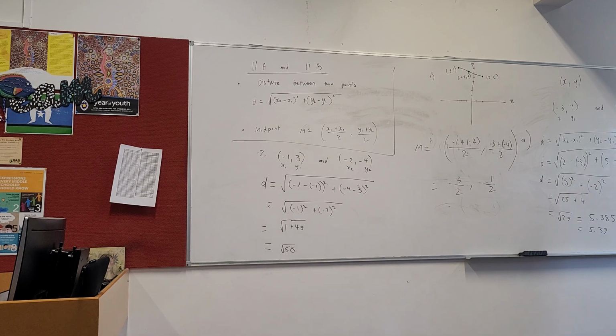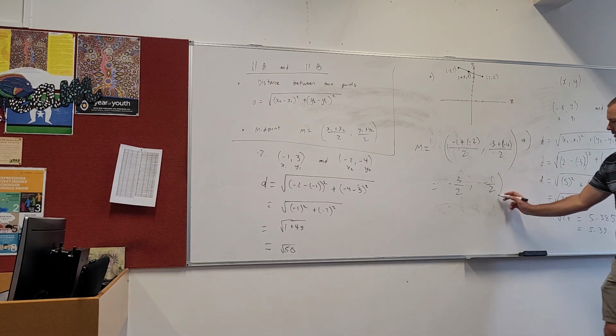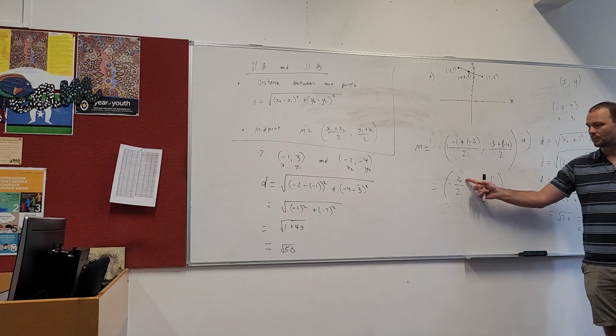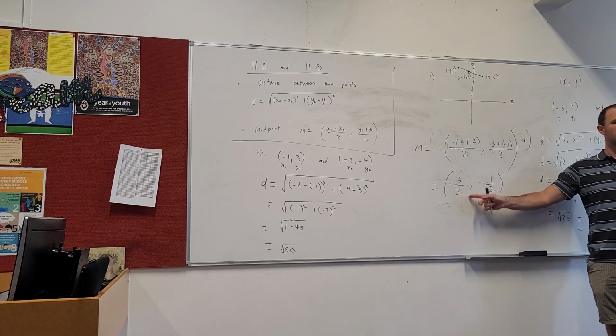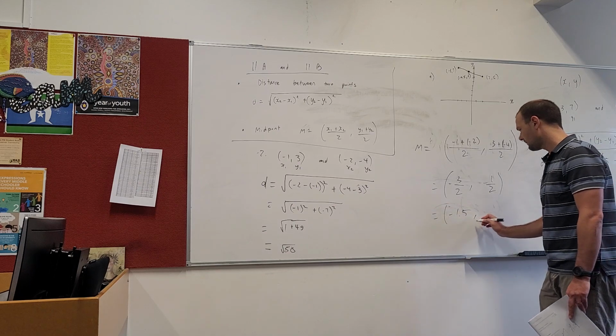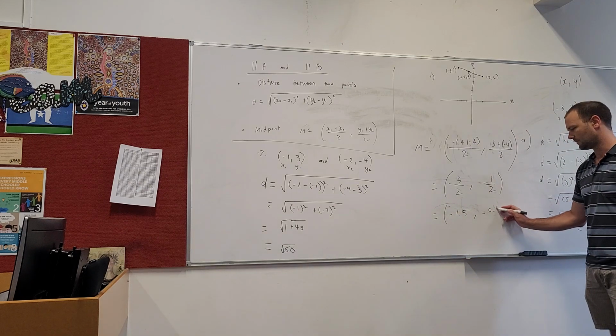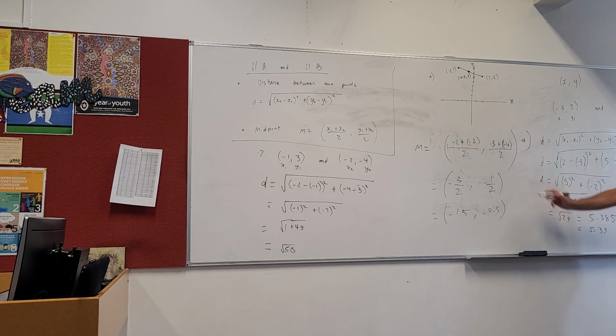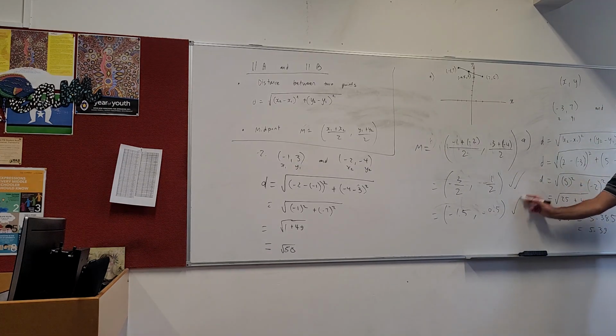Now we can actually leave our answer like this, right? Because I said we can express it in fractions. 3 on 2, 3 over 2, that's 1.5. So we can have minus 1.5 and here minus 0.5. So here, full marks there, that's fine. I like fractions, leave it like that. If you want, evaluate it to decimal, still get full marks there as well.